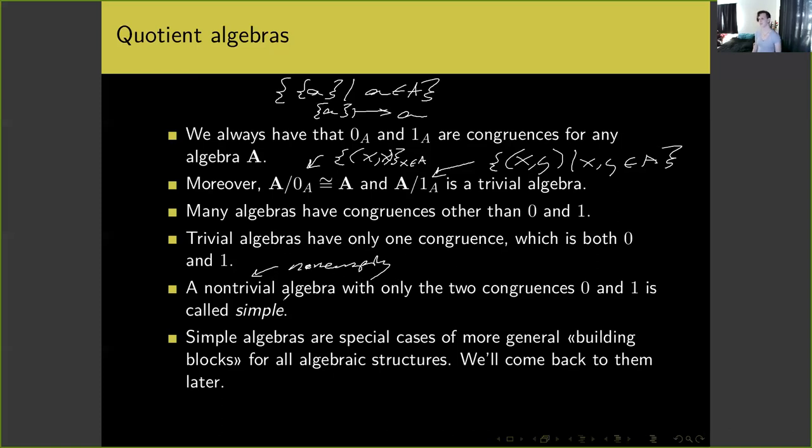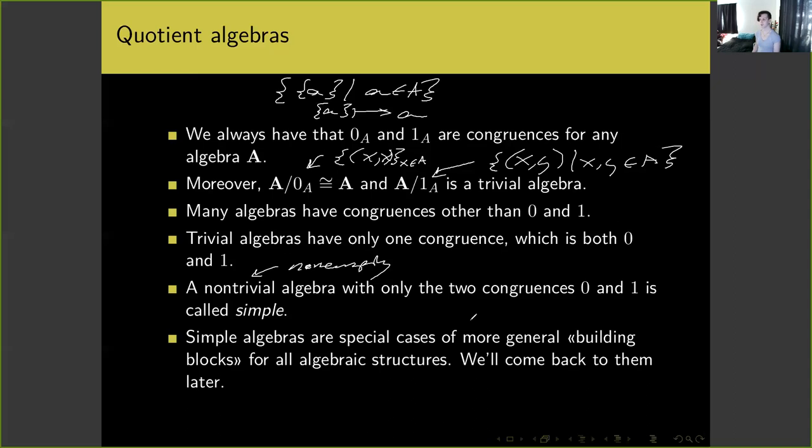So in any case, you have a non-trivial algebra with only the two congruences 0 and 1, we call those algebras simple algebras. And this is probably familiar from group theory, where in particular the classification of the finite simple groups occupied a large amount of effort over the course of the 20th century. And so just as in group theory, and also in the theory of rings and modules, in universal algebra, we call an algebra with only these two congruences simple.